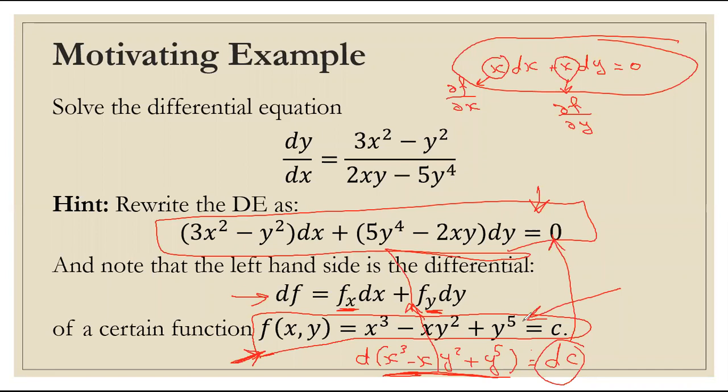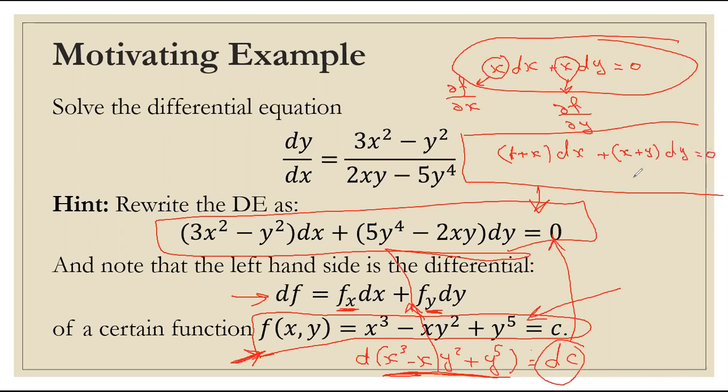They don't have the same coefficients, so they are exact? No need. Let me check again. Let me give you another example. Here it is 1 plus x times y, times dx, sorry. And here plus, sorry, it is x plus y times dy. Okay?